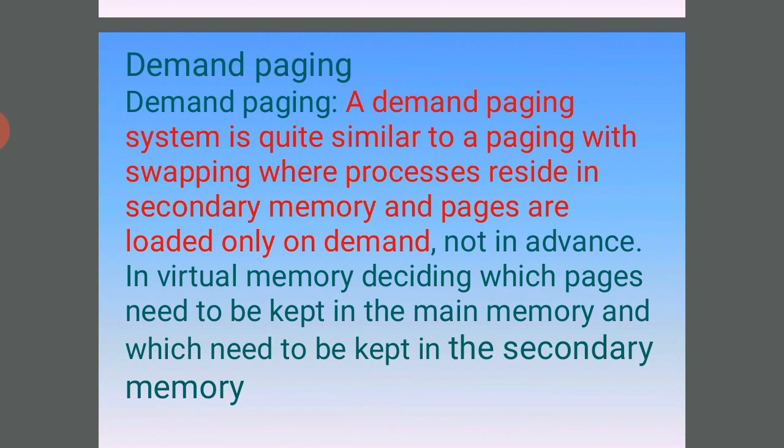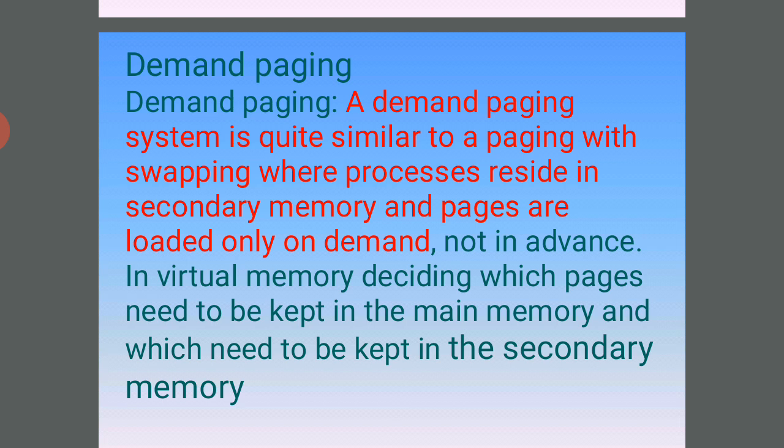A demand paging system is quite similar to paging with swapping, where the process resides in the secondary memory and pages are loaded only on demand. Demand paging mostly uses the secondary storage device. What are the secondary storage devices? The hard disk is a secondary storage device.